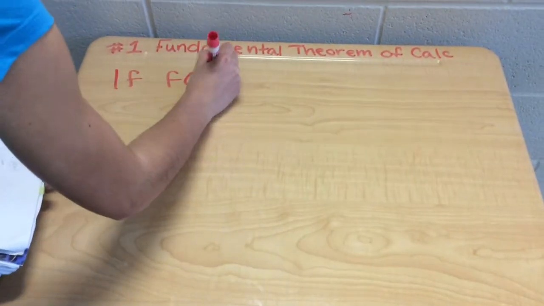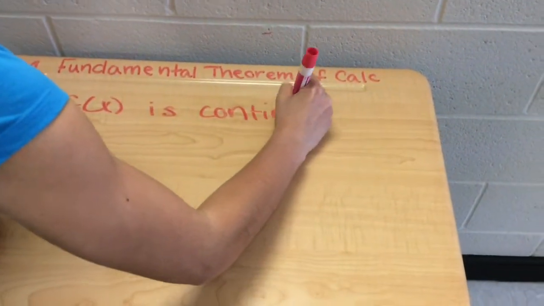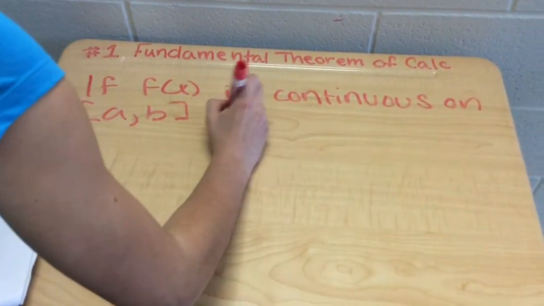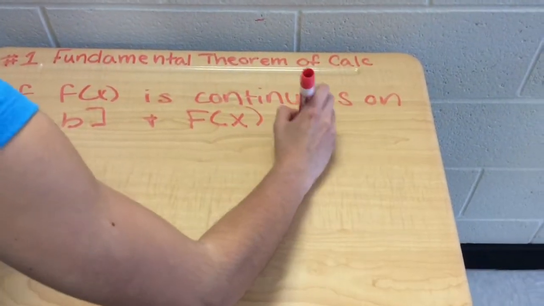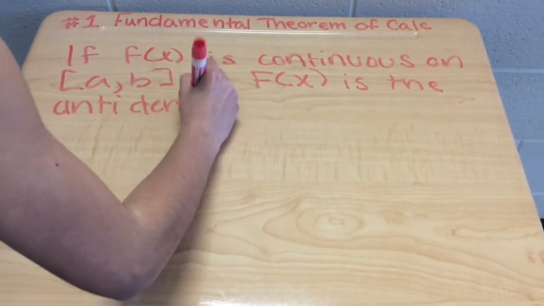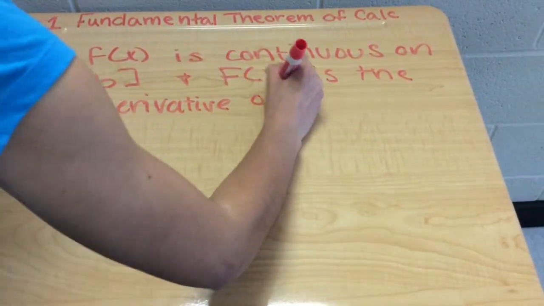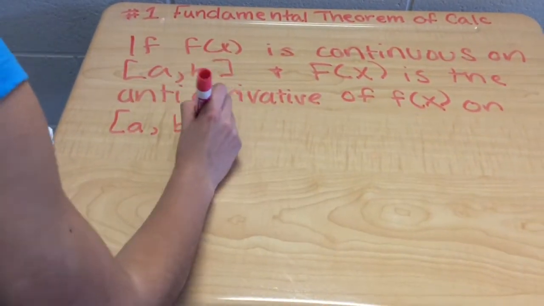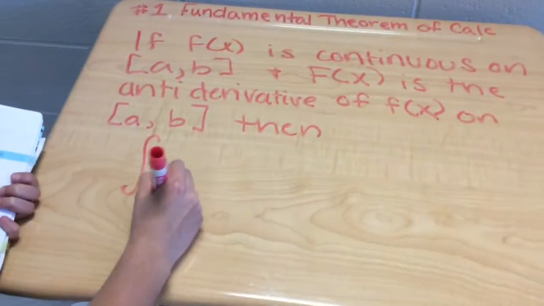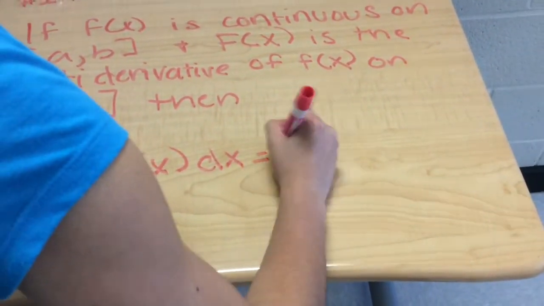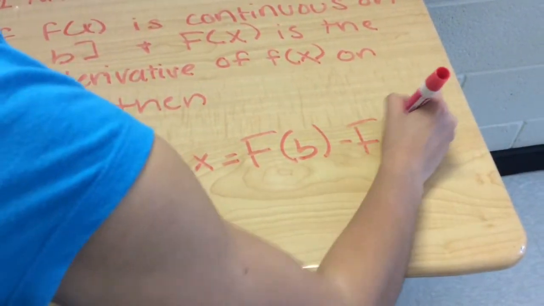Now let's move into the fundamental theorems of calculus. The first one states if f of x is continuous on the closed interval a to b, and big F of x is the antiderivative of little f of x on the closed interval a to b, then the integral from a to b of f of x dx equals big F of b minus big F of a.